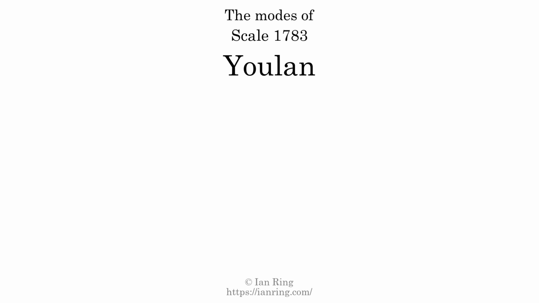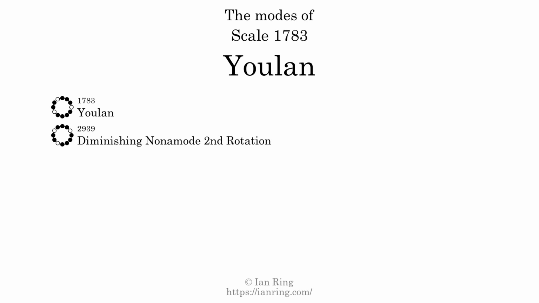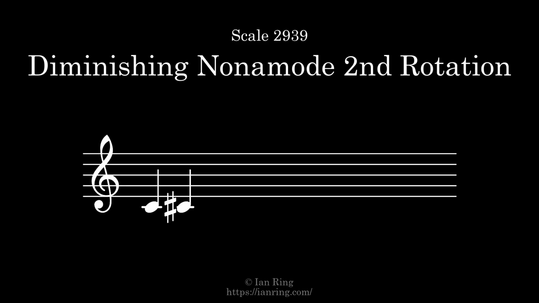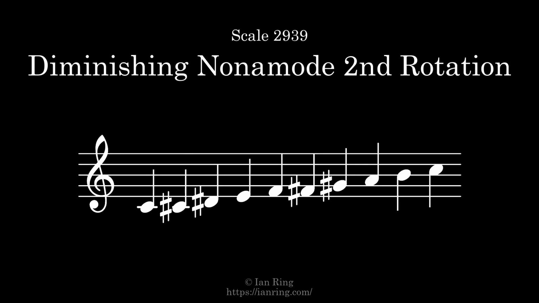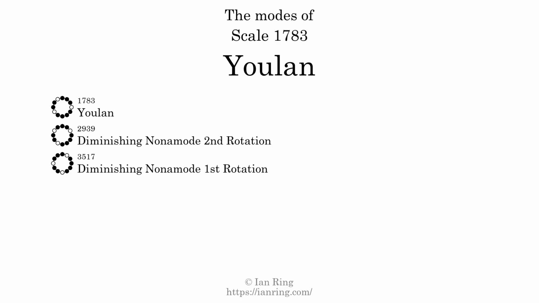This scale has 9 modes. The first mode is itself. The second mode is scale 2939, also known as diminishing nonomode second rotation. It sounds like this. The third mode is scale 3517, also known as diminishing nonomode first rotation. It sounds like this.